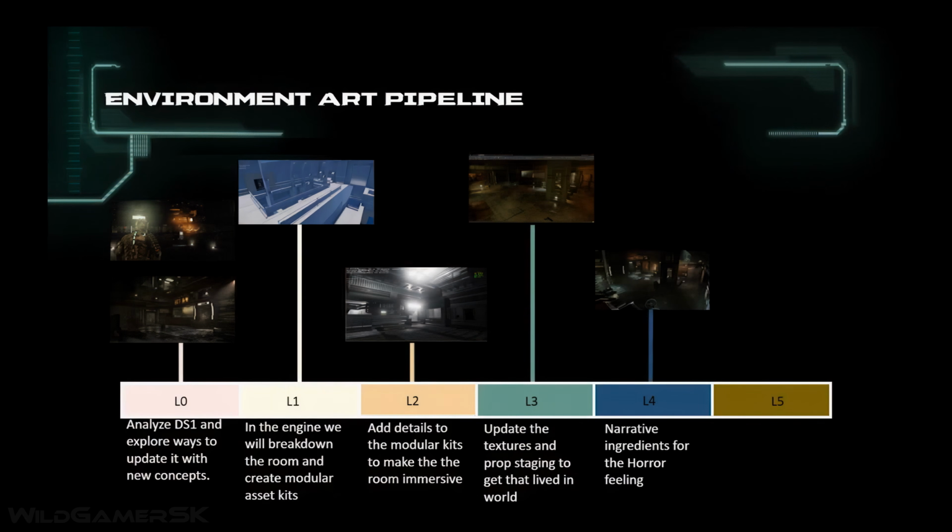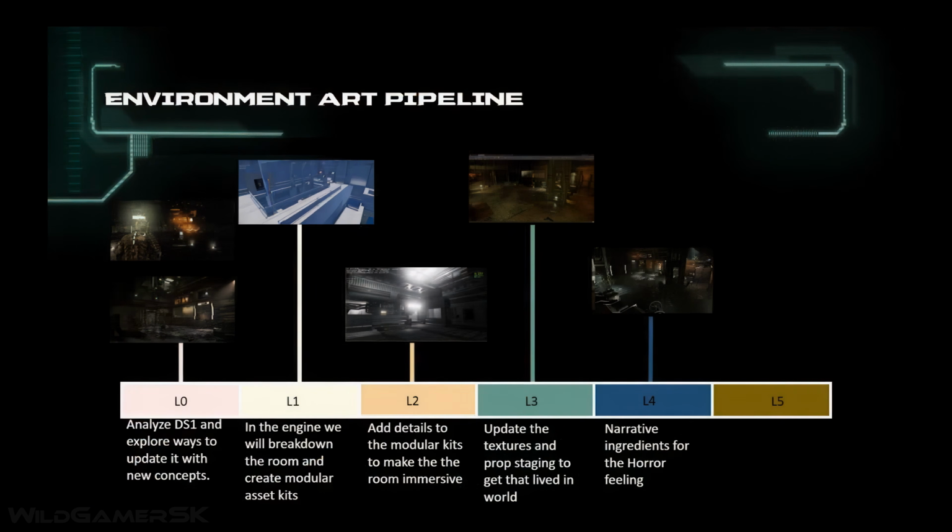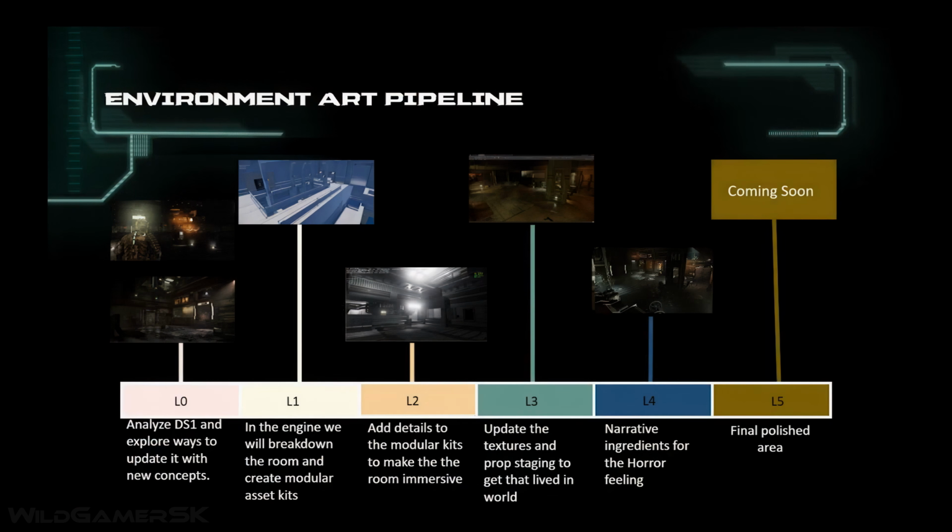L4 is where we add all the narrative elements. All the architectural kits get a polish pass with a wear and tear. Small props, signs, markings, bloodstains, dirt, and grime are added to get that lived-in world feeling and give that horror storytelling element. L5 is where the polished elements of all the art department gets integrated to give that final high-quality next-gen Dead Space look and feel. This will be coming soon.